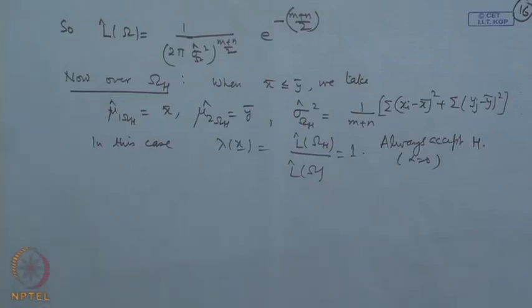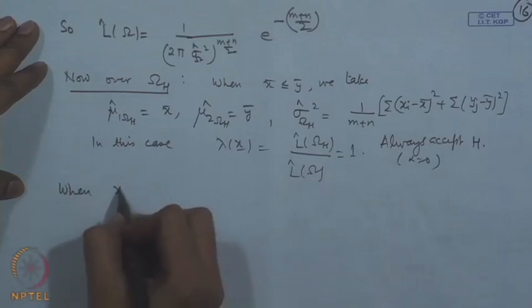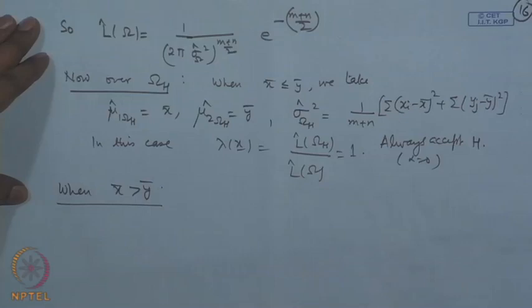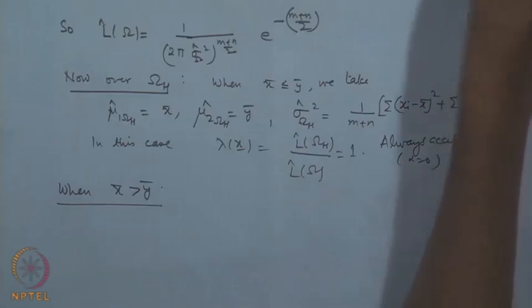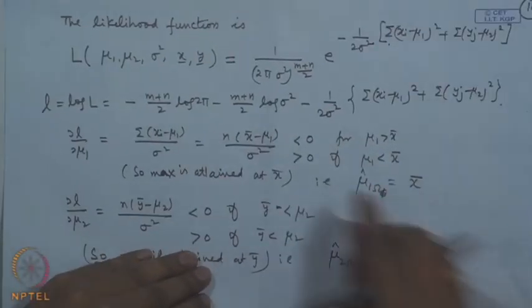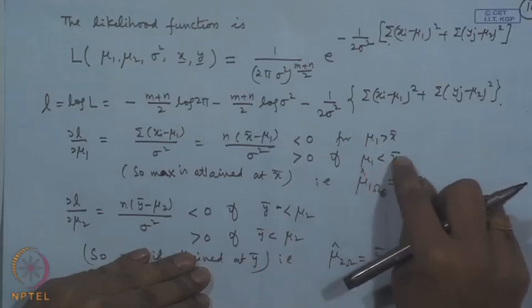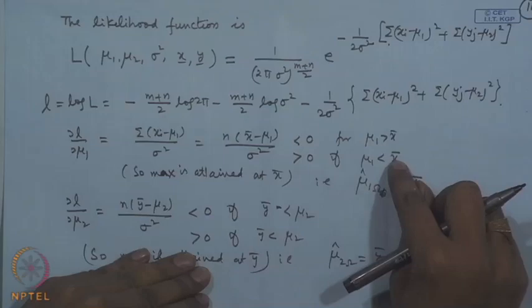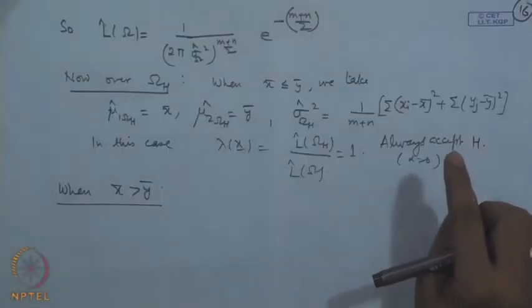Now, the other possibility is when x bar is greater than y bar. Now, when x bar is greater than y bar, then we analyze. Firstly, you look at the behavior with respect to mu 1. With respect to mu 1, you see it is initially increasing up to x bar and then decreasing. So, now if y bar is less than x bar, then we will have to modify this. What do we do?